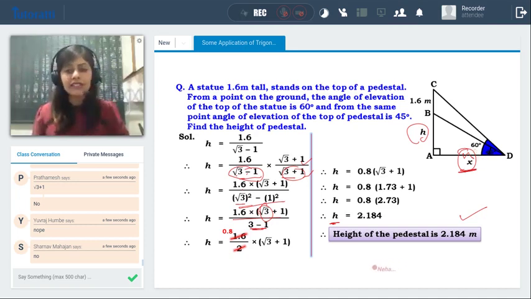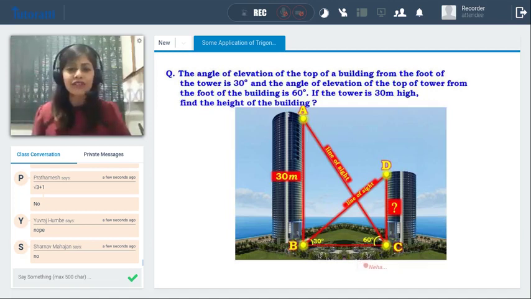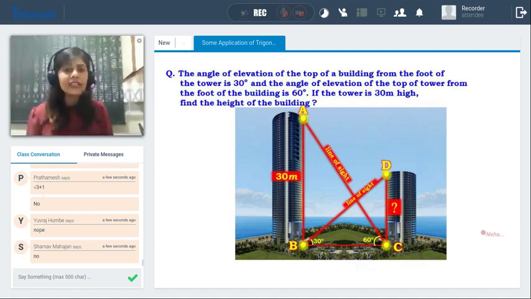Now since you have already understood the basics, it'll be very easy to solve the further sums. Let's quickly look at the next sum. This is going to be the last sum for our session.